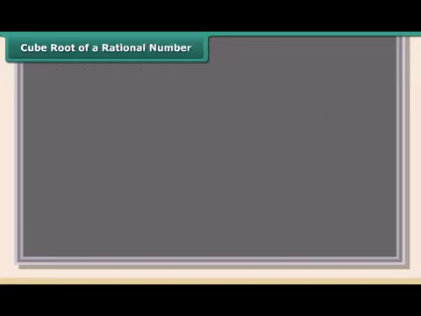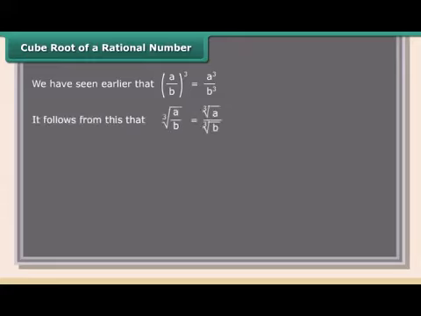Cube root of a rational number. We have seen earlier that (A/B) whole cubed is equal to A³/B³. It follows from this that the cube root of A/B is equal to the cube root of A upon the cube root of B.